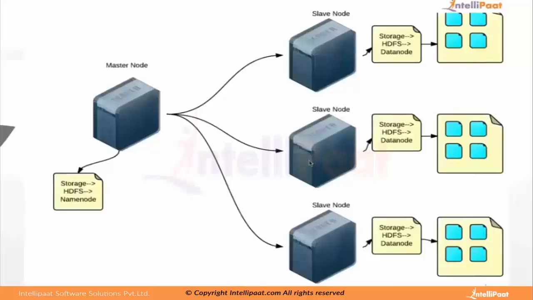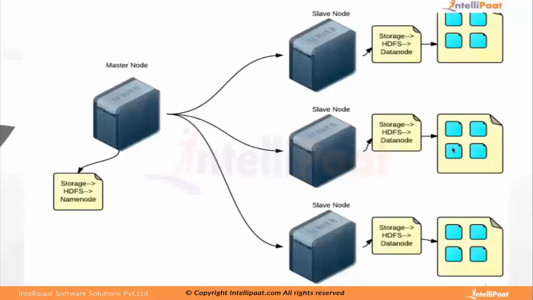Once you write, your data is cut into pieces of 64 MB and spread across the cluster. Let's say you write a file which is 640 MB, it will be cut into 10 pieces of 64 MB each, and spread across the cluster.